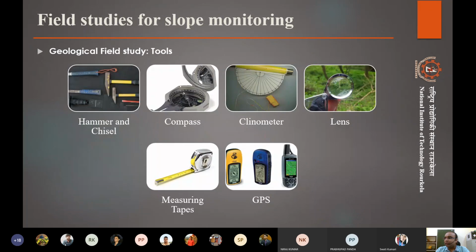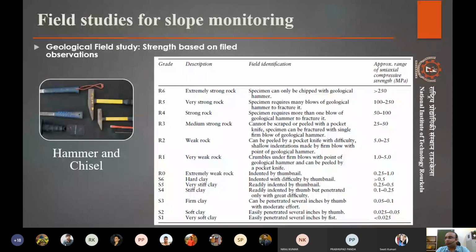So we were seeing what kinds of geological field study equipment there are. We were seeing some of the equipment like the hammer and chisel. Even by them, an estimation of how hard a material is, or how easily it breaks, or how easily it is indented, can actually give an idea of what kind of strength that material can have, right?